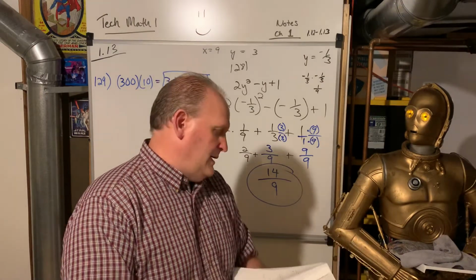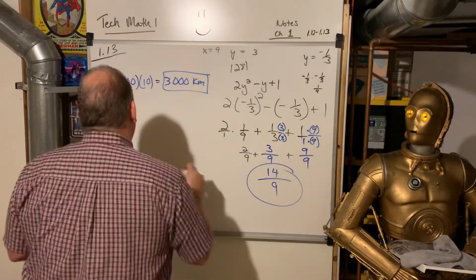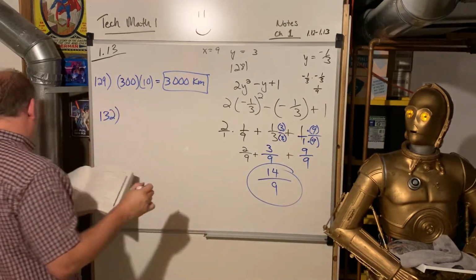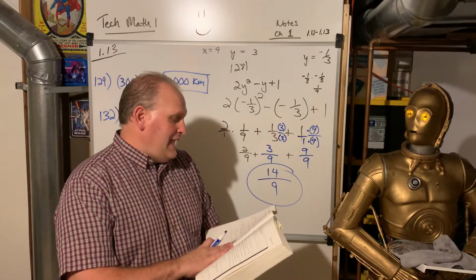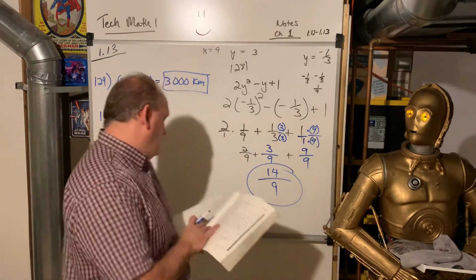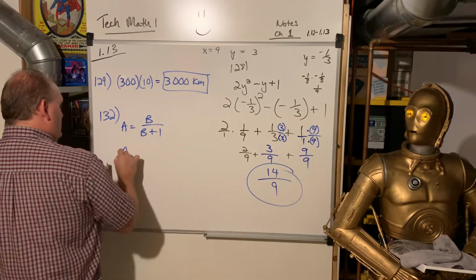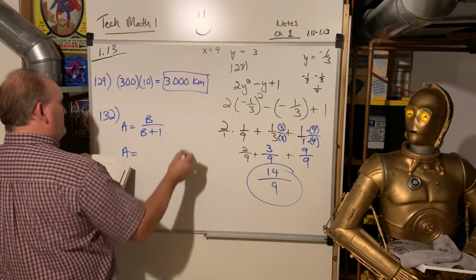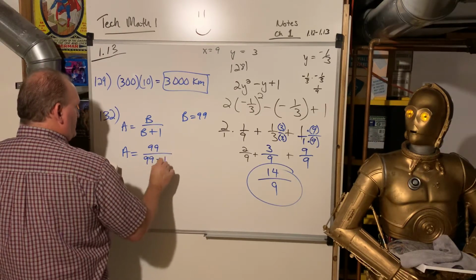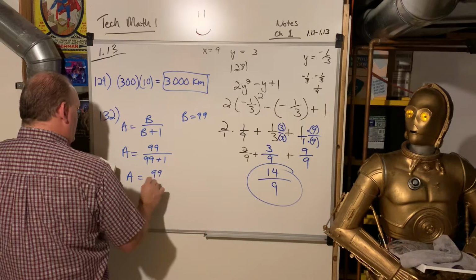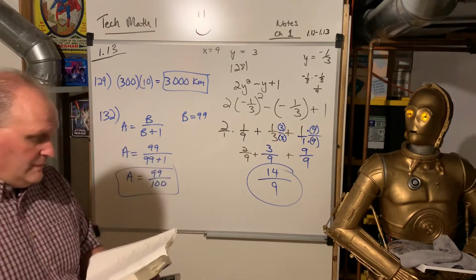And then one last problem, and then this video, she will be done. All of chapter 1. Yay, chapter 1. 132. Let's do that on page 48. That is, they have A is equal to B over B plus 1. And they want B to be 99 red balloons. 99 over 99 plus 1, that is 99 1/100ths. Okie dokie.